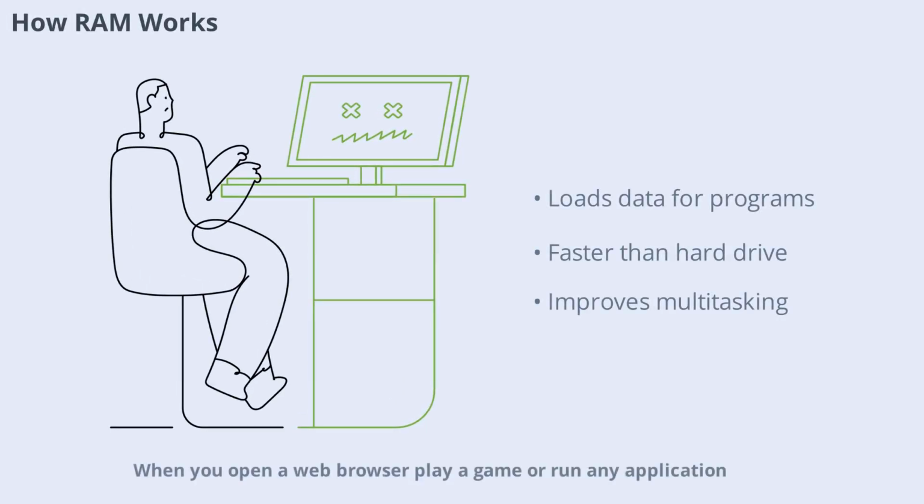When you open a web browser, play a game, or run any application, your computer loads the necessary data into RAM. This allows the CPU to access information much faster than if it had to retrieve it from the hard drive every time. The more RAM your computer has, the more programs it can run smoothly at the same time. That's why upgrading RAM often makes computers feel faster and more responsive, especially when multitasking.